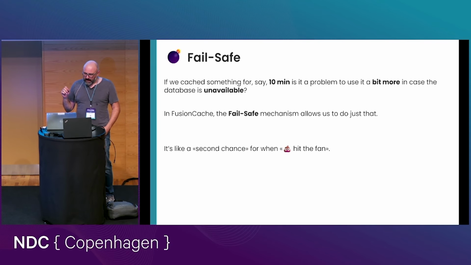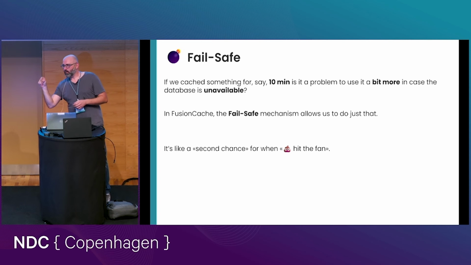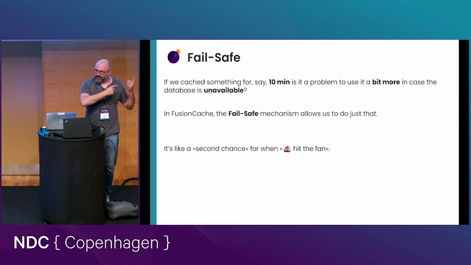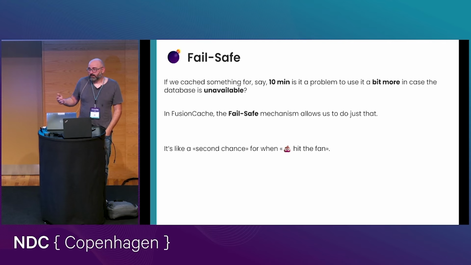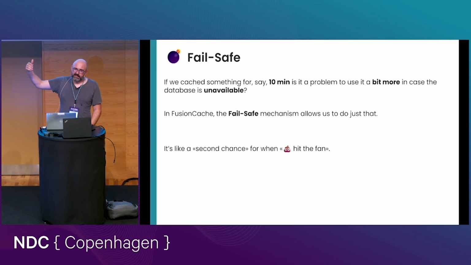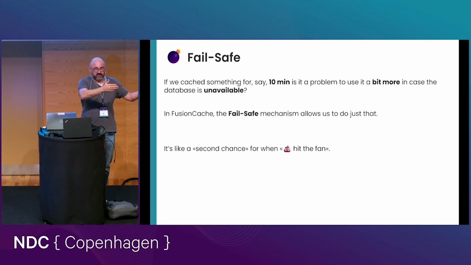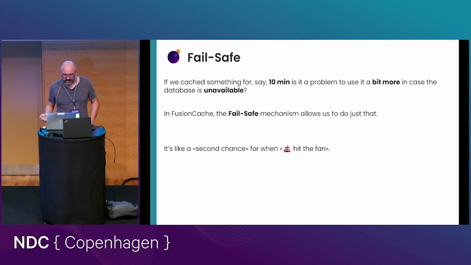Basically, it's a protection mechanism that allows you to say, look, if you cache something for 10 minutes, and now it's 10 minutes and 1 second, and the database is down, is it really that bad to use for a bit more the data that just expired, hypothetically? No, most of the times not. Instead of throwing an error, it's better to just use what has been good for 10 minutes. Who cares for a couple of extra seconds? It's like a second chance, if you will, for when poop hit the fan. I like to say it like that.